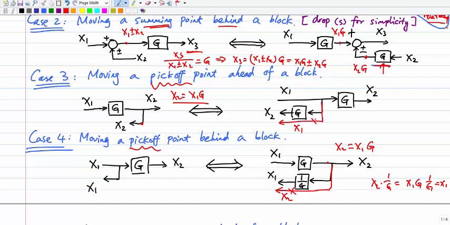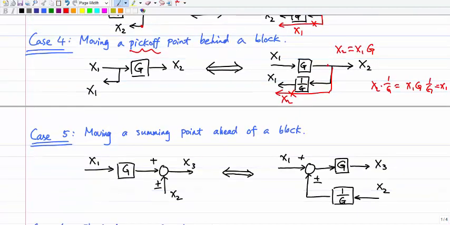Apparently here this is not right. Okay, this is case number 4. Case number 5 says moving a summing point ahead of block. This is also summing point ahead of block. Originally, I have x1 goes through a transfer function of g, and this plus, and then there's another x2 input with a plus or minus, and the output will be x3.